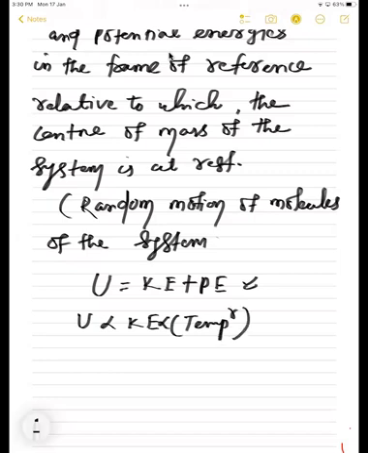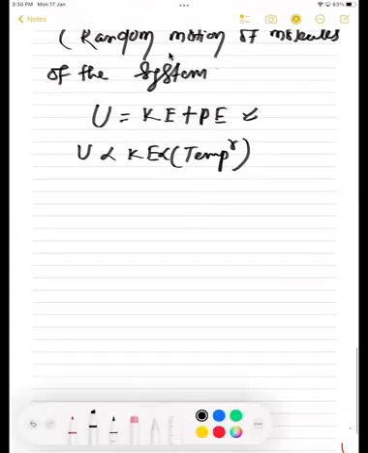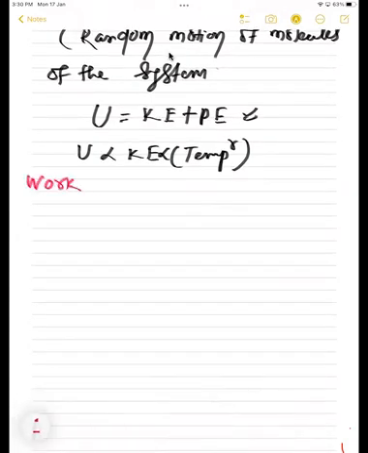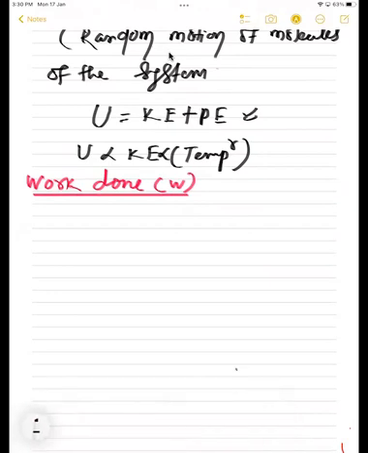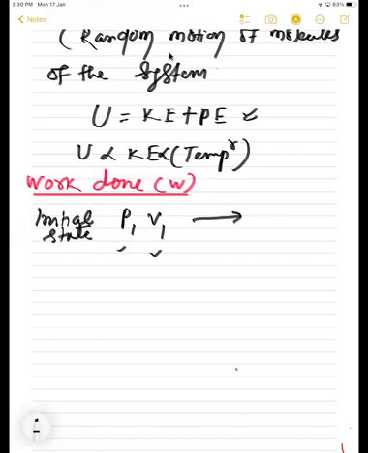And let's know next, work done, W. What is work done, students? When a system goes from an initial state, let initially a gas has pressure P1 and volume V1, and it moves to a final state. Initial state pressure and volume P1, V1, and final state pressure P2 and volume V2.